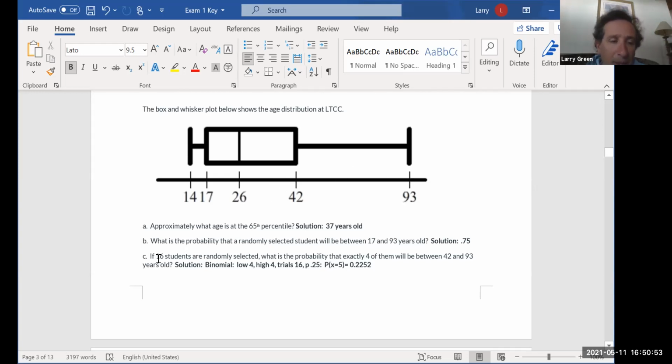Okay. But we're picking 16 students. Each has the same probability of success, being between 42 and 93. So this is binomial. The low is 4, because it's exactly 4. The high is also 4. Number of trials is 16. Probability is 0.25. You pop it in the calculator and you get about 0.2252, if I remember right.